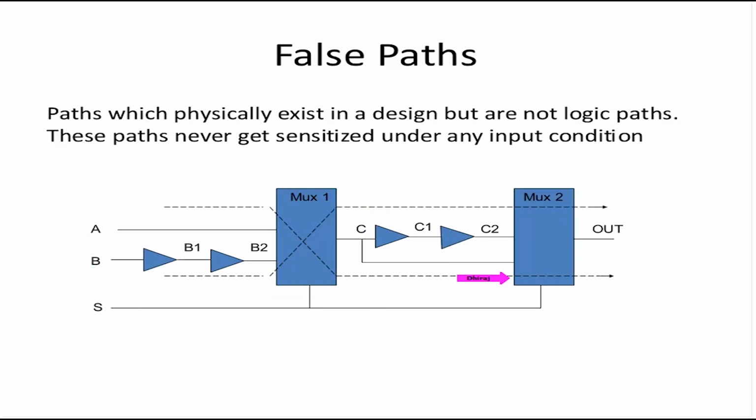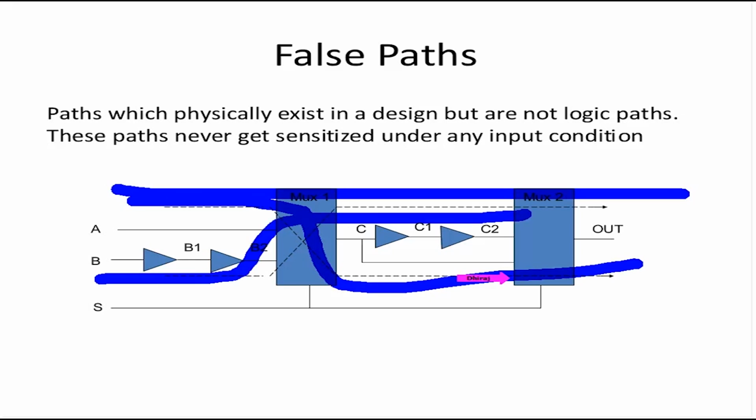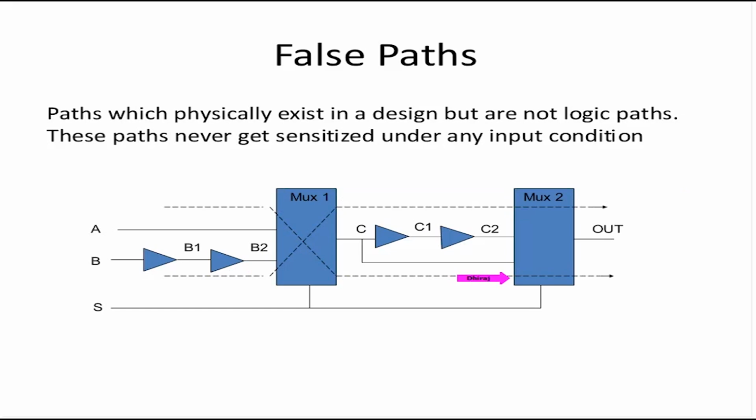If you don't do anything, PrimeTime will show paths which are not possible, design-wise, logically. PrimeTime will show this path, this path, this path, and this path. It will show all possible paths. Why? Because it is static in nature. It does not consider logic values. It considers all possibilities. It does not consider any logic value on S.